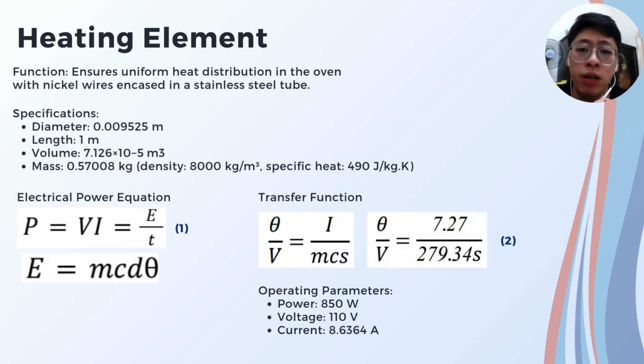The heating element consists of nickel wires encased in a stainless steel tube, ensuring uniform heat distribution. Its dimensions are 0.0095 meters in diameter and 1 meter in length, giving it a volume of 7.126 times 10 to the power of negative 5 cubic meters, with a mass of 0.57 kg, designed for efficient heat transfer. Considering the material's specific heat capacity of 490, using the electrical power equation 1 and the Laplace transformation, the transfer function for the system is equation 2. Operating at 850 watts and 110 volts, the current is calculated to be 8.936 amperes, demonstrating the heating element's efficiency in converting electrical energy into heat.